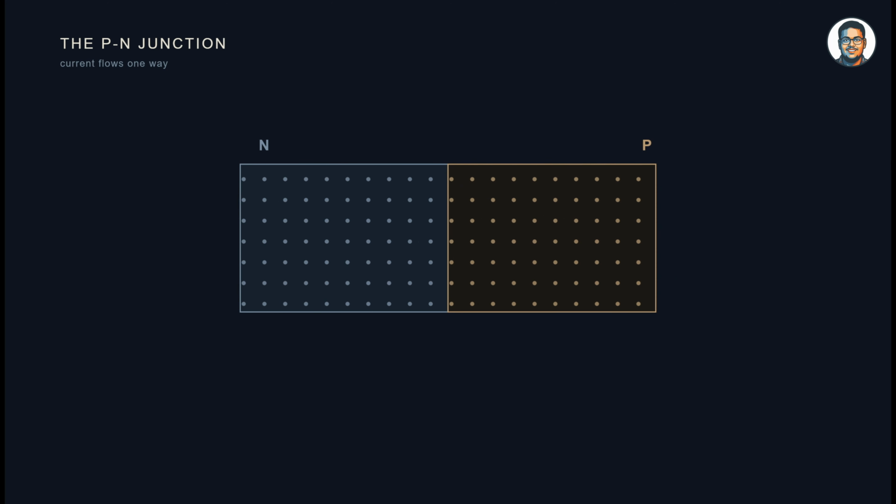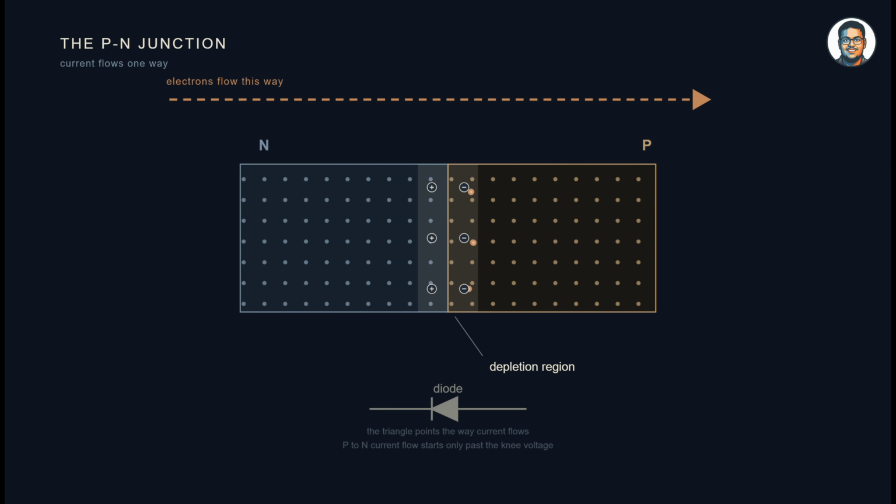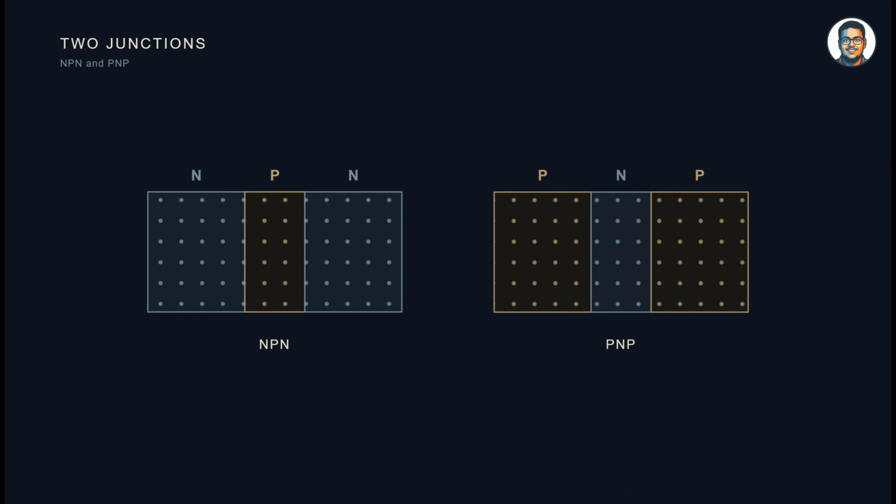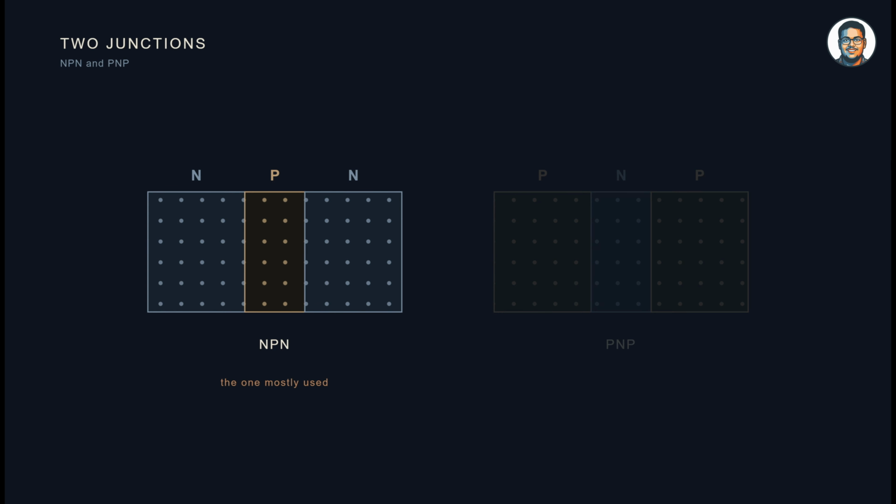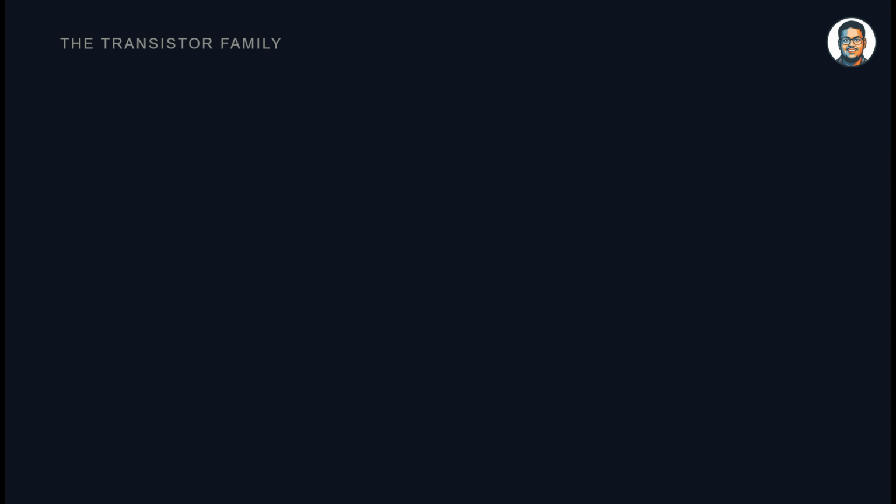When a p-type and an n-type semiconductor come together, they form a p-n junction, or in other words, a diode, that allows the current to pass from only one direction. Combinations of two such junctions form a transistor, either an NPN variant or a PNP variant. Mostly the NPN variant is used, but we won't go into why.